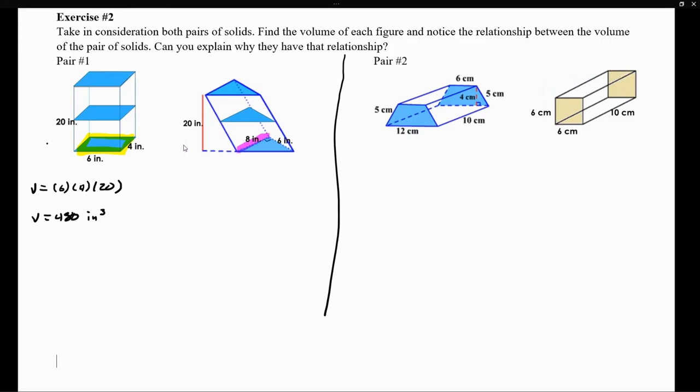Now let's take a look at the figure on the right-hand side. Here our base seems to be a triangle, and it doesn't matter if it's slanted or not. Due to Cavalieri's principle, I can find the area of the base and still multiply by the height, because I'm still stacking the same amount of triangles here.